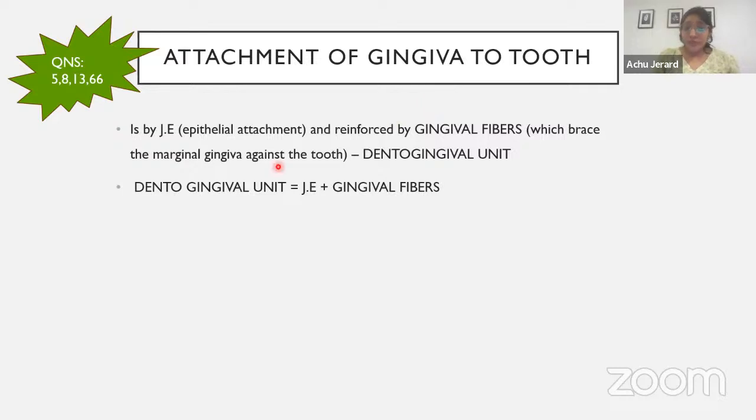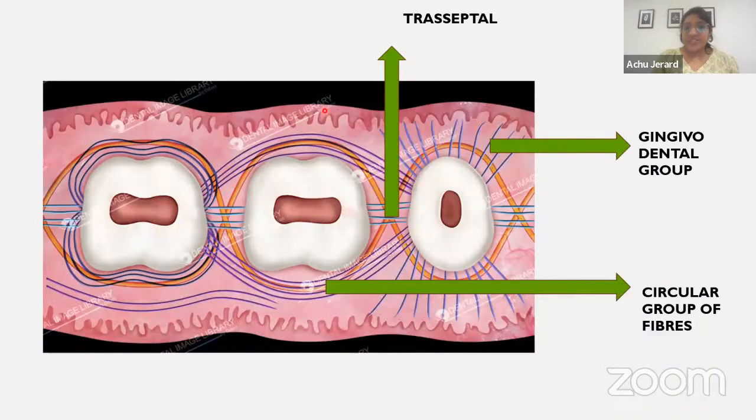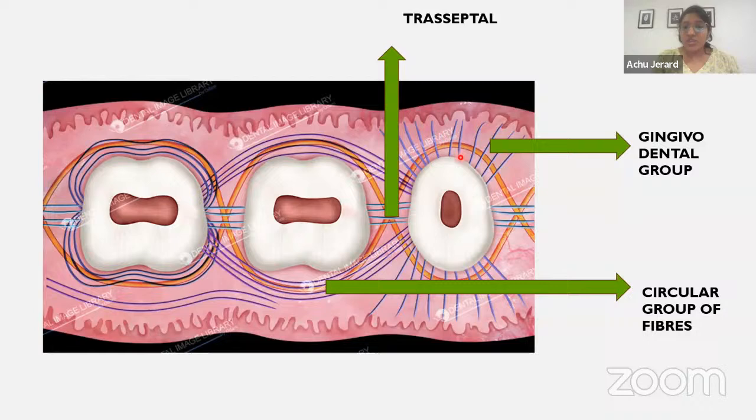So what are the three fibers? We have the transseptal fibers. With these transseptal fibers, you need not get confused. This is the same as the periodontal ligament fibers. We will study it in periodontal ligament fibers also, which run from tooth to tooth, but have no connection with the bone. And horizontally they run. Also, ring-like fibers are there, which are the circular group of fibers. And then the gingivo-dental group, which fan out in the labial, facial and lingual aspect. So these are the three gingival groups of fibers, which give further reinforcement to the attachment.